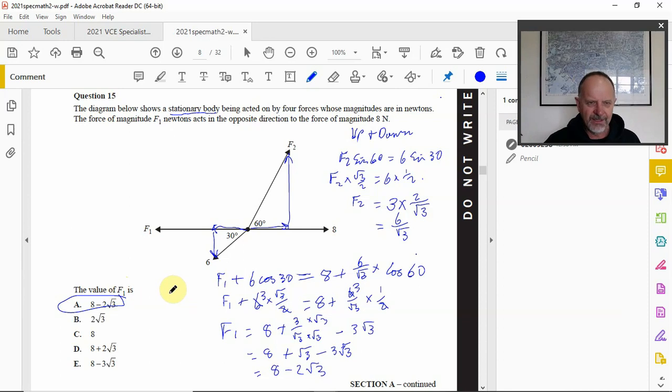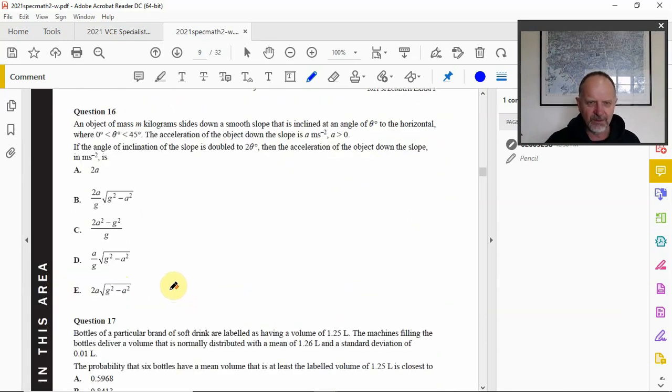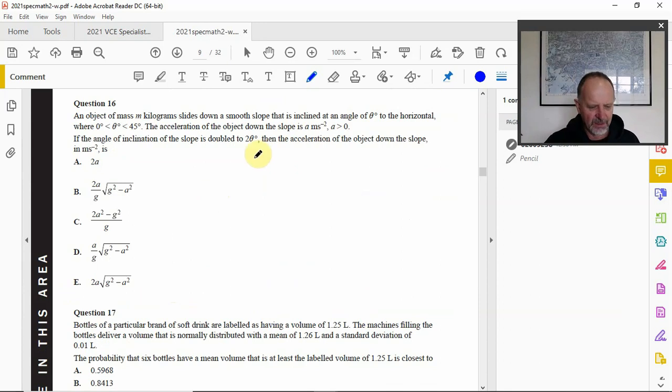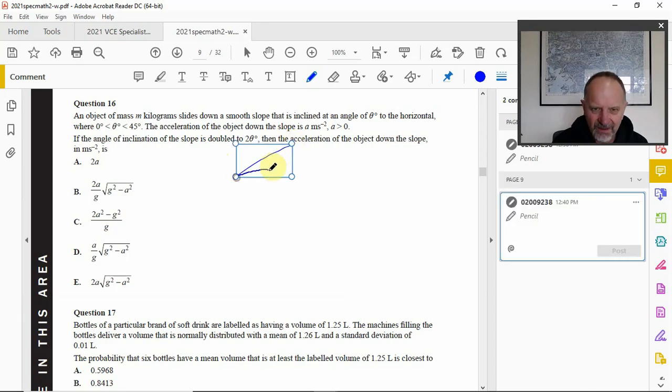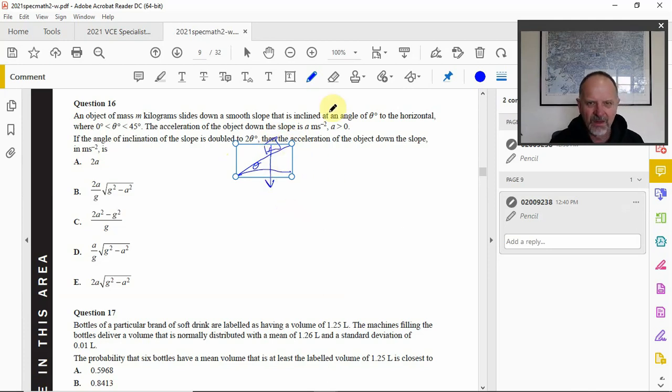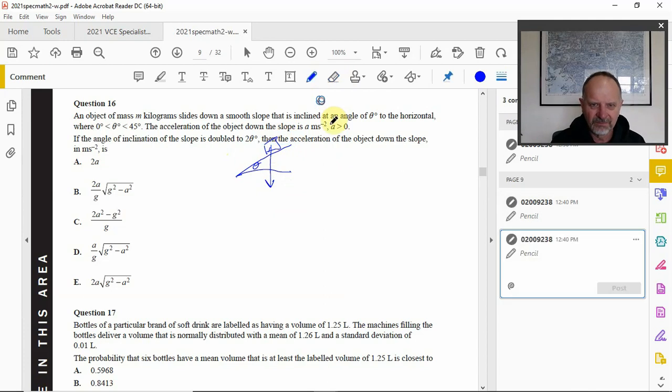All right, 15 done, 16 we're up to now. An object of mass m slides down a slope. All right, so it's going to be tricky. It slides down a slope at angle theta to the horizontal. So here's our slope, there's theta, there's our box, there's our weight force down there. So there's what we've got. The acceleration is a.